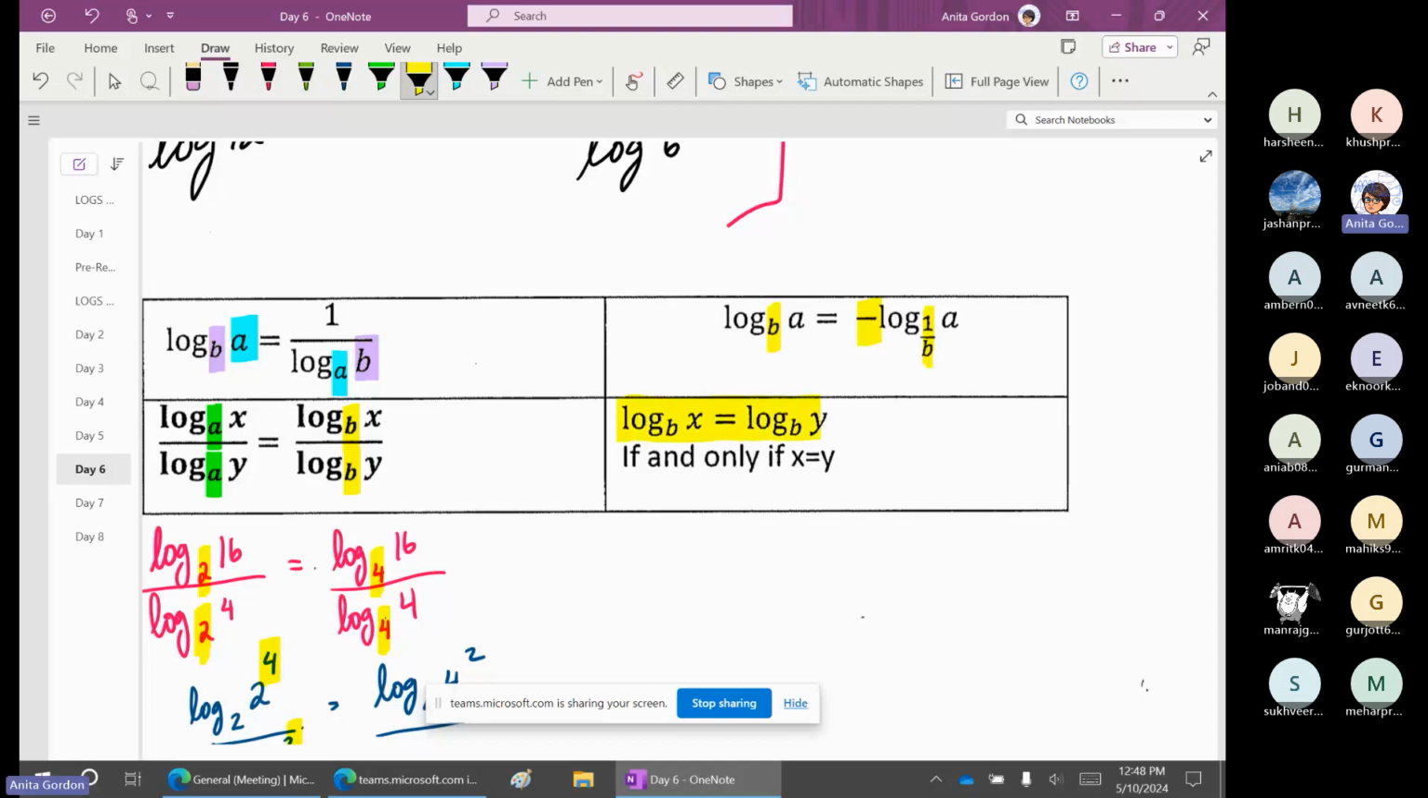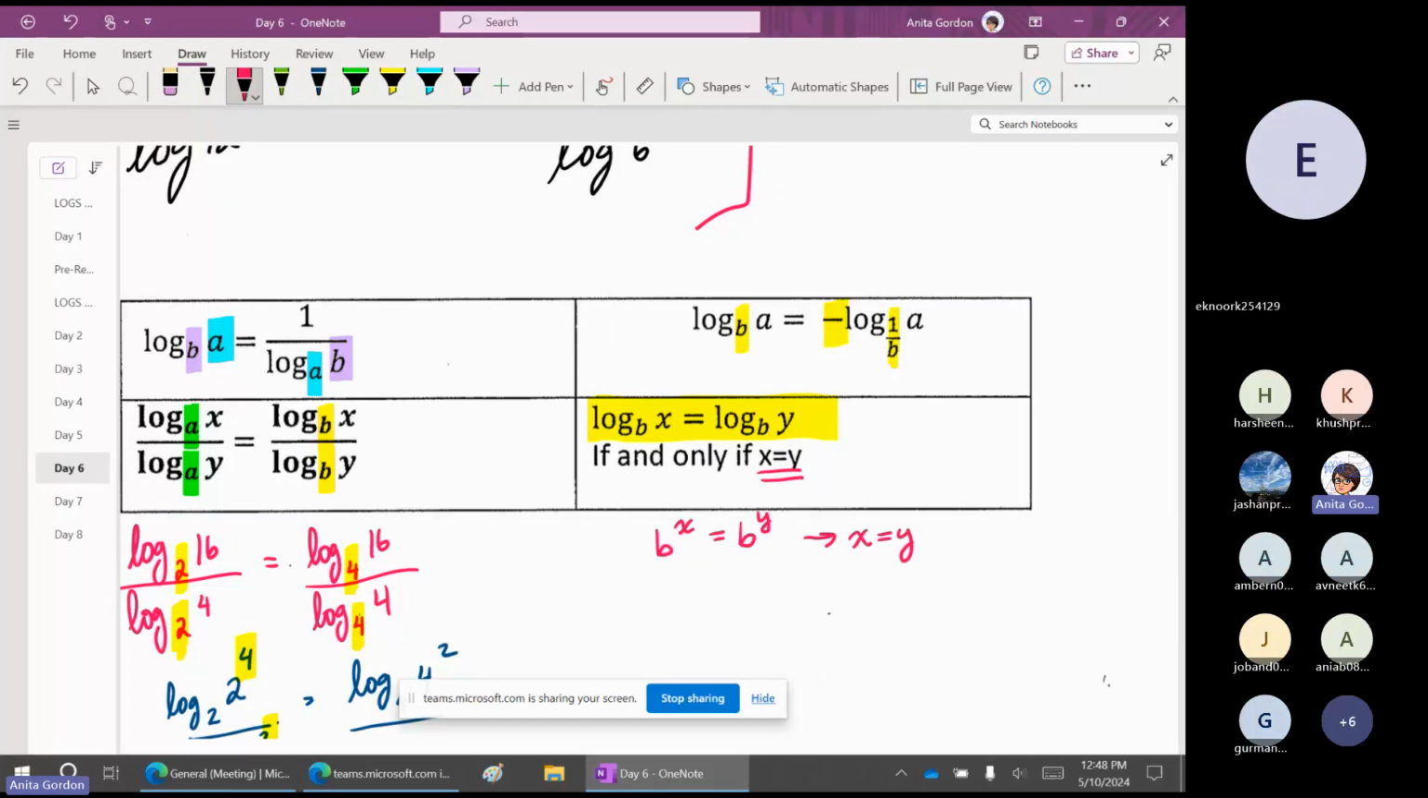And any two numbers, if the log base is the same, and they are equal, then x and y must be equal. And this follows from this rule. If b to the x equals b to the y, then x equals y. If the bases are the same, the exponents are the same. If the bases are the same, the logs are the same. Okay?